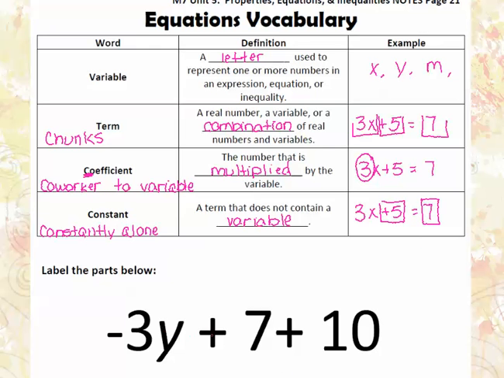So if we look at this example down below, let's label all the parts. So the first thing, I'm going to start with the variable. The y is the variable. Okay, I'm going to skip term for right now. The coefficient is the coworker to the variable. So if there's a variable, there's always going to be a coefficient. Even if the variable is just x, it's going to have a coefficient of 1. So if we look at the coefficient here, it's going to be negative 3. That is the coworker.